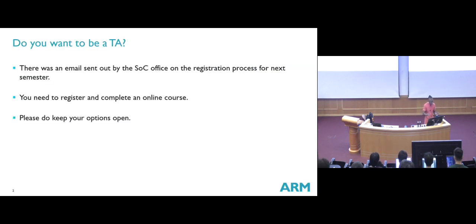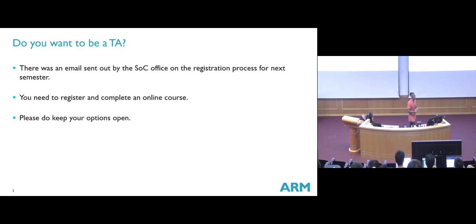Alright, before that, do you want to be a TA? Usually towards the end of the semester, just to be clear, you need to do this process every semester. Even if you're a TA now, every semester you need to go through the same process, which is you need to look out for the email by the SOC office where they ask you to register to be a TA. You need to go to the link, register, and indicate which module you're interested in, whether it's this module or another module.